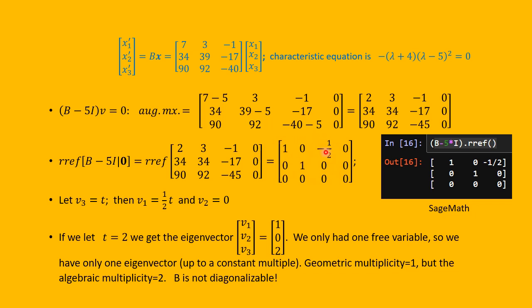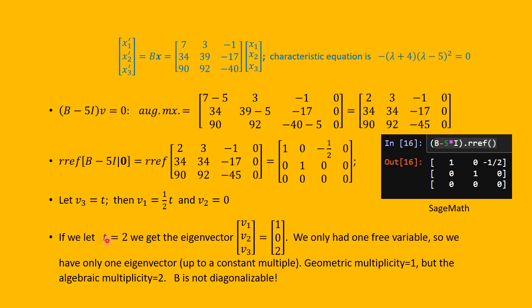Looking at the first row, we see that v1 is a leading variable. From the equation corresponding to the second row, v2 is a leading variable. We don't get any more leading variables from the third row. That leaves v sub 3 to be a free variable. So let's set v sub 3 equal to t. Then looking at this first equation, 1 times v1 minus a half times t equals 0 gives us that v1 has to be a half t. Looking at the second equation corresponding to the second row, 1 times v2 equals 0, which forces v2 to equal 0. So what we then get is that v1 is a half t, v2 is 0, and v3 is t.